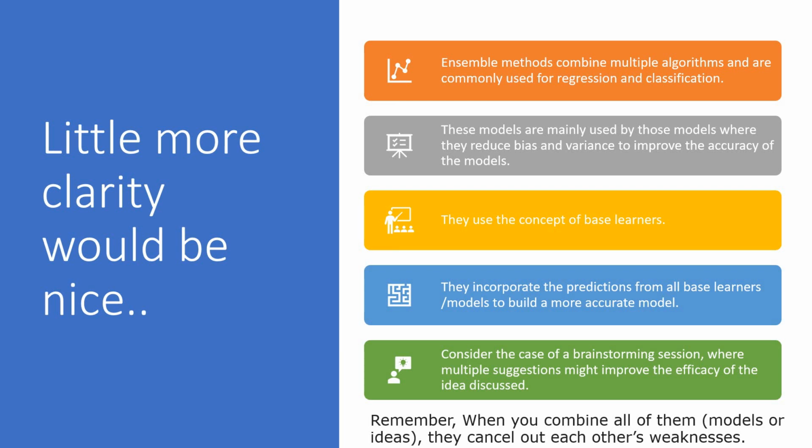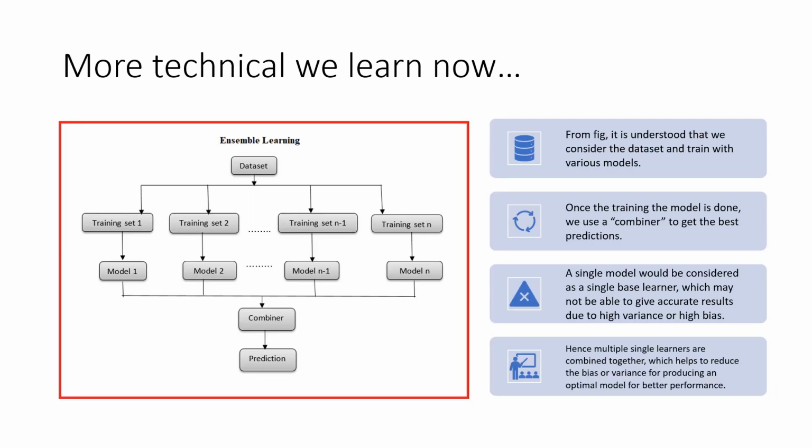So you are brainstorming an idea. For instance, you are brainstorming a particular idea and multiple suggestions will come in from multiple people sitting in that room. That will ideally improve the efficacy of the idea, right? So that's what ensembling is here. There are multiple models available and each of them will have some value, and you combine all of them to eradicate the negativity and bring the best out of it. That's what ensembling is.